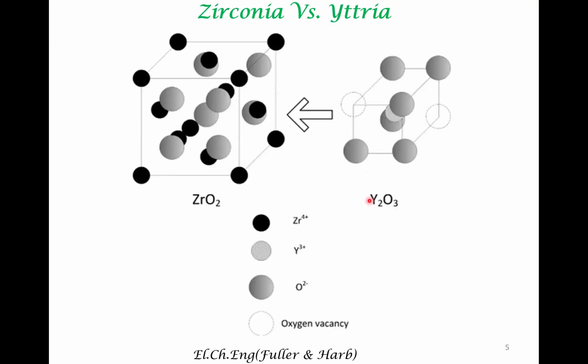So when this is the oxide composition, if you have yttrium oxide, this is like Al2O3. Al is a trivalent cation. Likewise, yttrium is also a trivalent cation. Therefore, it forms an oxide of composition Y2O3. When yttria is substitutionally doped into the zirconia structure, it promotes the formation of oxygen vacancy.